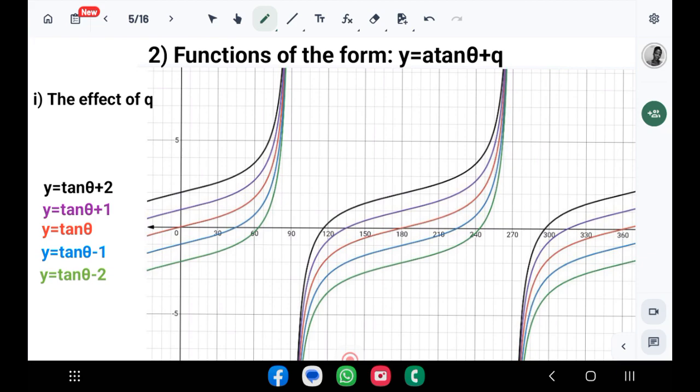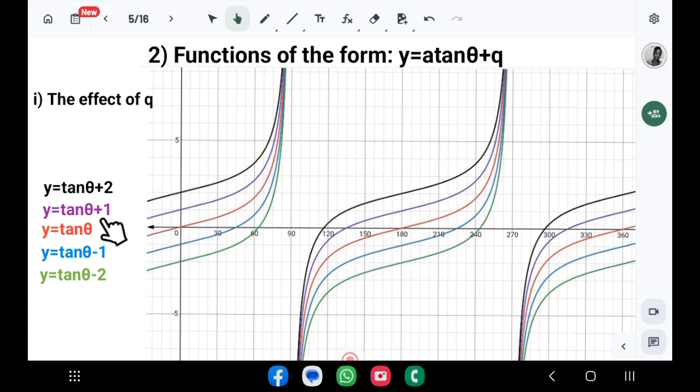Now let's look at functions of the form y equals a tan theta plus q. Let's look at the effect of q. We know that for your basic y equals tan theta, it's not shifted. We know that q shifts every function either up or down. So your q will shift your function either up or down depending on whether your q is positive or negative. If your q is positive, it will shift it up. If q is negative, the function will be shifted down by q units.